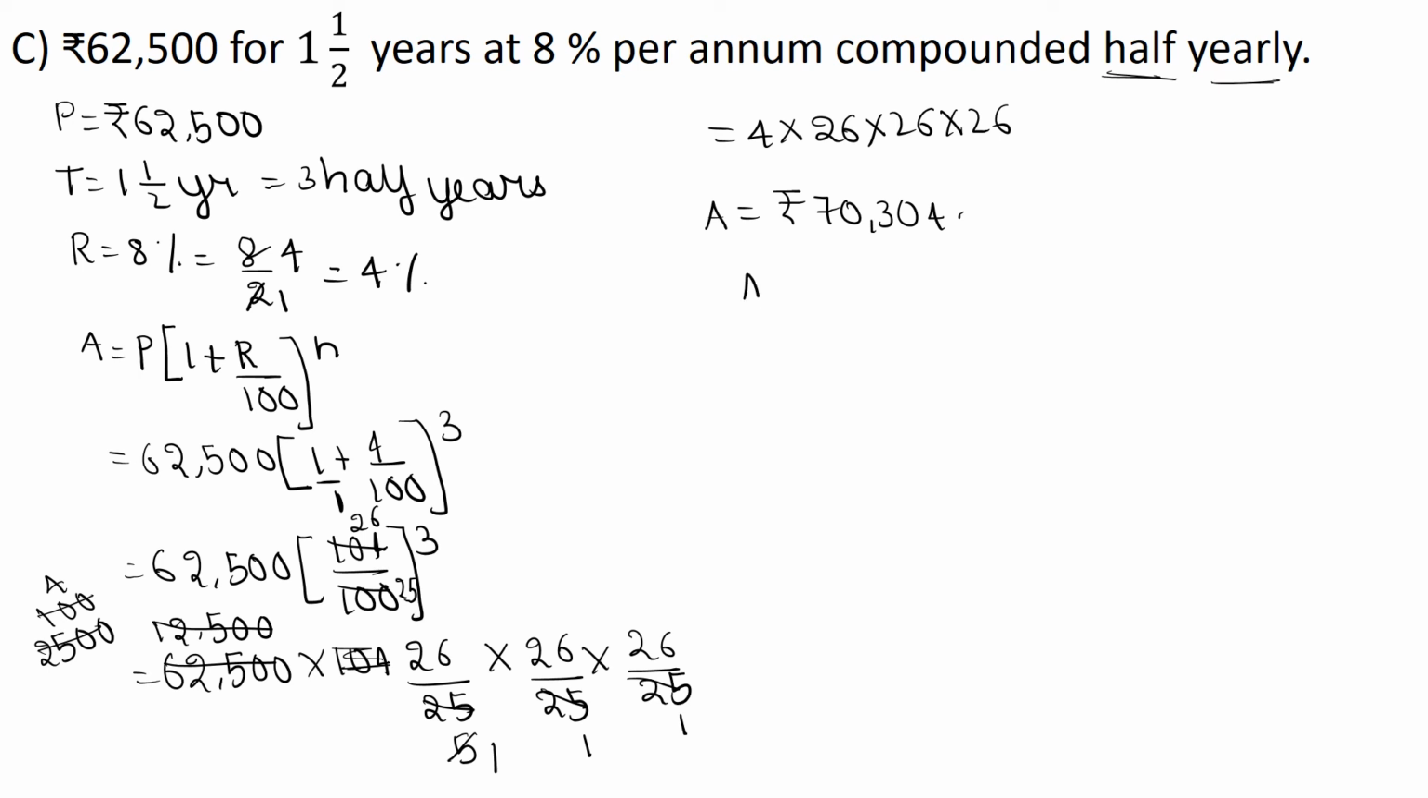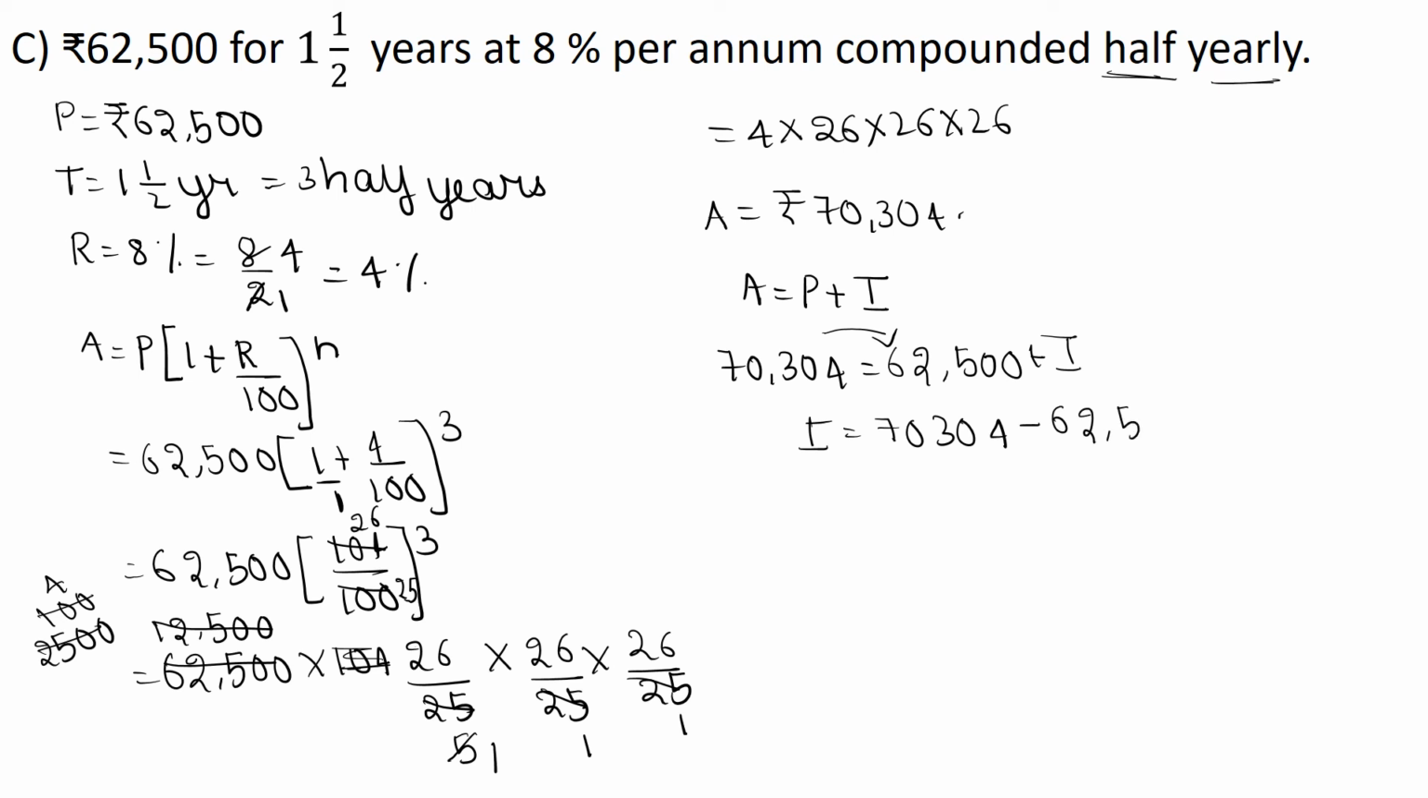And to find interest, A is equal to P plus I. A is 70,304. Principal is 62,500, and we don't know the interest. To find it, this goes to the right side and becomes subtraction, minus 62,500. So the interest here is 7,804. So this is the interest and this is the amount.